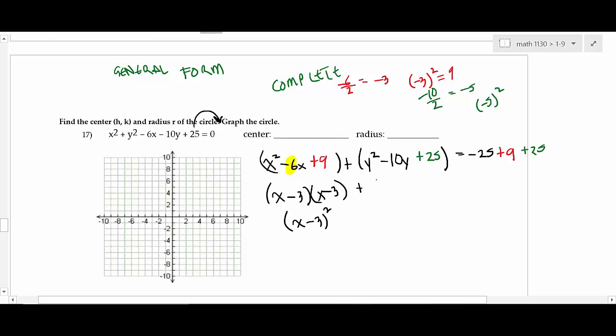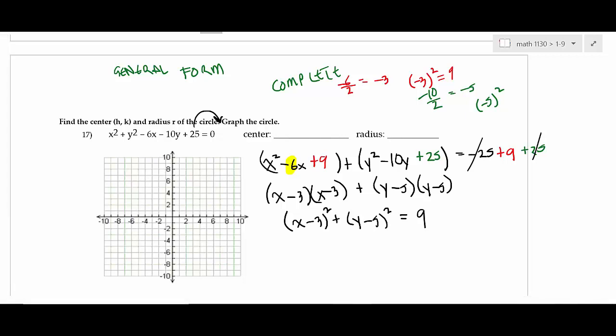Okay, then the next one goes like this. We're going to have y minus 5, y minus 5. So that's going to give y minus 5 squared. And then what's the right side? 9. It's 9 because the 25s cancel out. Okay, so now what's the center? 3, 5, right? The center of the circle is right there. And then what's the radius? 3. Because remember that 9 is r squared. So if r squared is 9, then r is going to be 3. Okay? So we have the center 3, 5, and a radius of 3 like that.